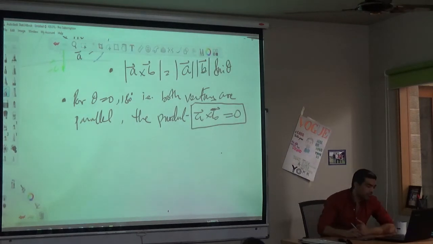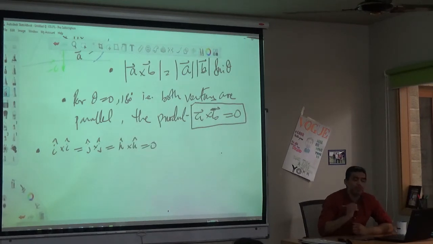It's the other way around here. In the cross product case, I cross I, J cross J, and K cross K, all of them are 0. Because two I's are parallel to each other, two J's are parallel to each other, two K's are parallel to each other. So the cross product is 0.